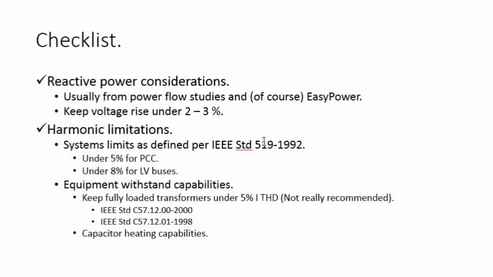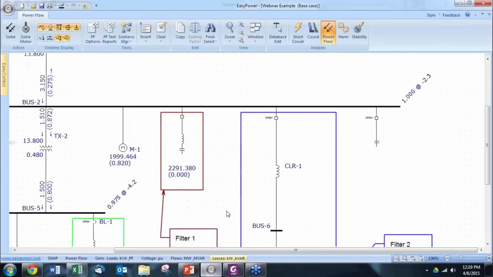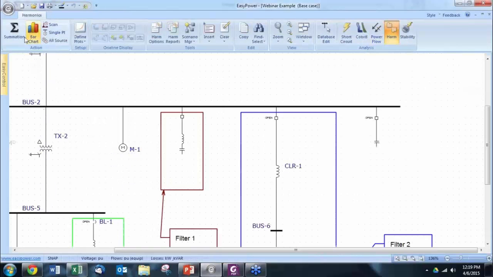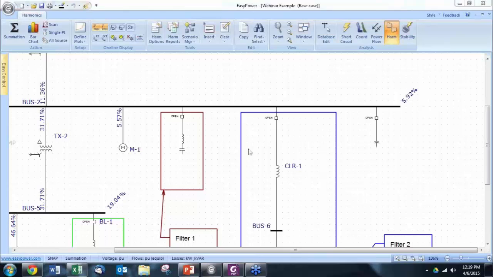Now, IEEE standard 519 recommends that the buses have a lower distortion than 5%. That's the ideal situation. So if we don't have the filter, our bus has a 5.92% distortion. It's not that high, but it's a little above the standard. So when I place my filter, distortion will go down.